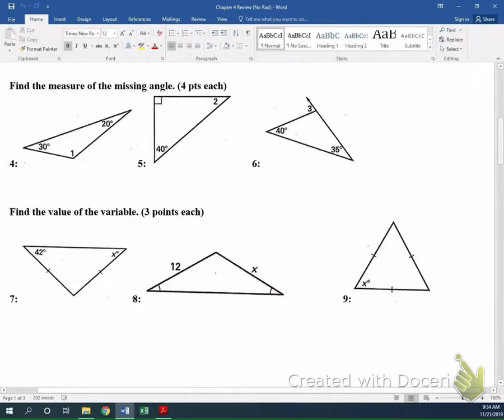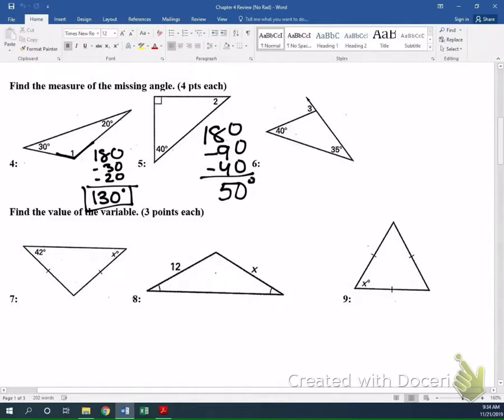So when you're given two of the angles and you're looking for the third interior angle, what do you do? 180 minus 30 minus 20. 130. All right, number 5. 180 minus 90 minus 40 equals what? Okay, 180 minus 90 minus 40 is 50.